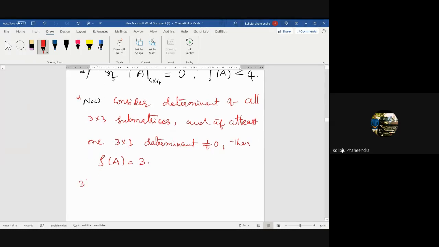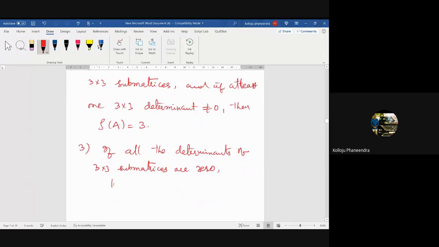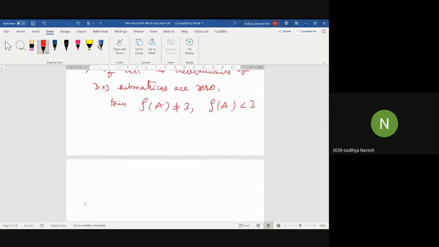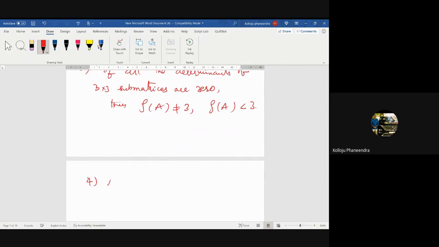For example, third one. If all the determinants of 3 by 3 submatrices are 0, all 3 by 3 determinants are 0, then rank is what? Not equal to 3. Rank is less than 3. Then what we have to do? Another next step. The next one.